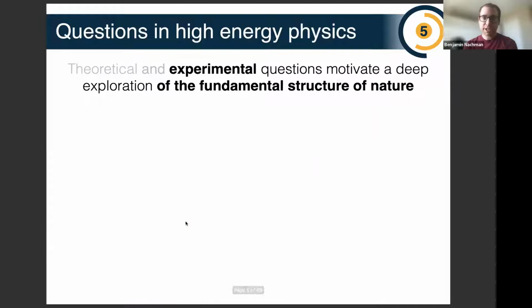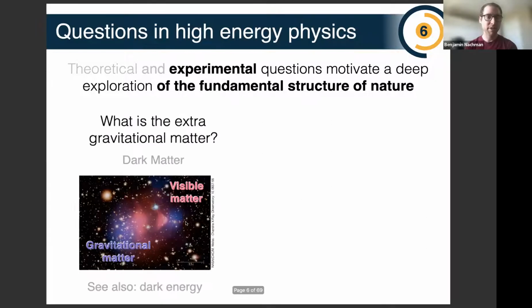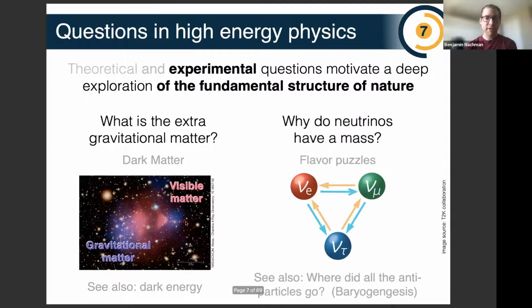There are other questions for which there's an observational motivation, in particular dark matter. Perhaps you've heard that most of everything is made of dark matter. Most of the things around you are made of visible matter, but most of the energy density in the universe is dark matter, which was discovered through astrophysical observations, and we don't really know what it's made out of. And there are other questions like, why do neutrinos have a mass? Neutrinos are fundamental particles that are like electrons, but they have no electric charge, and their mass is very small, but not exactly 0, which is not explained by the standard model.